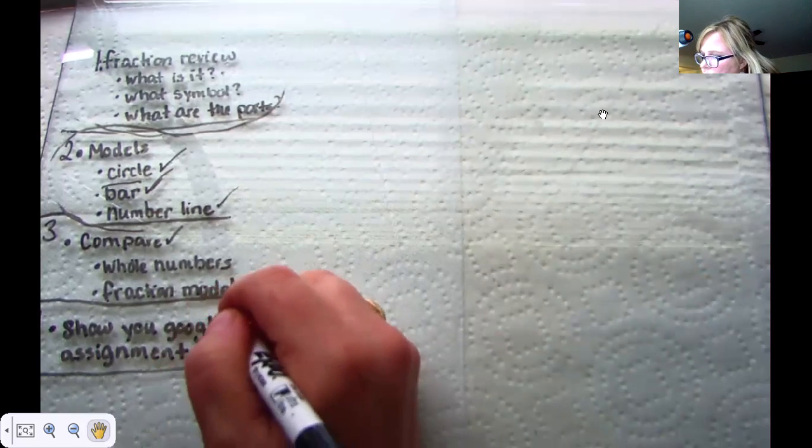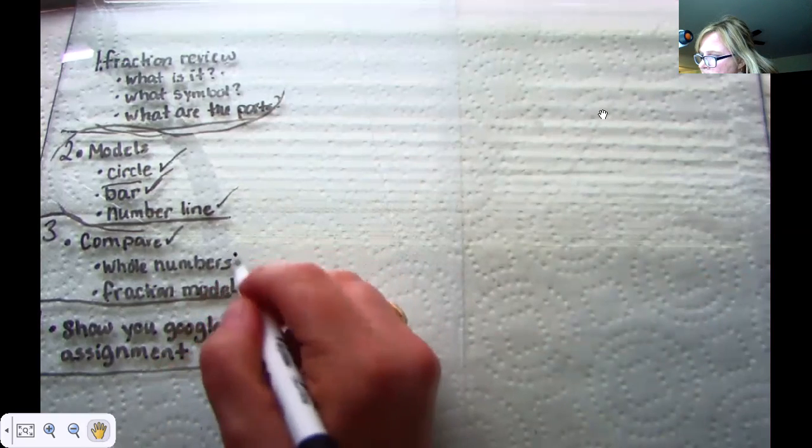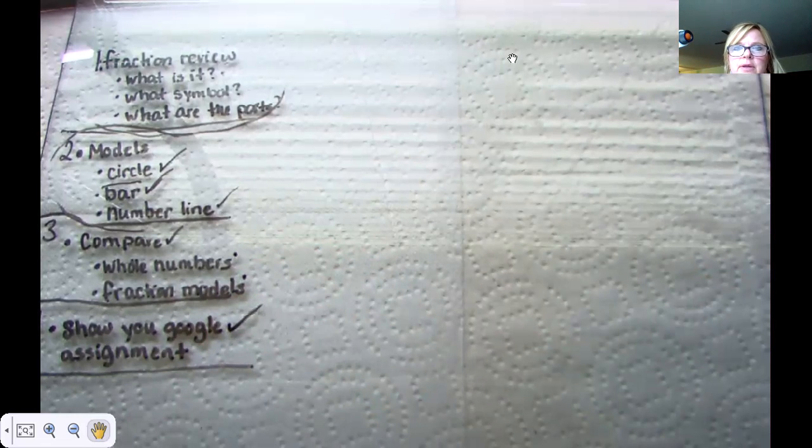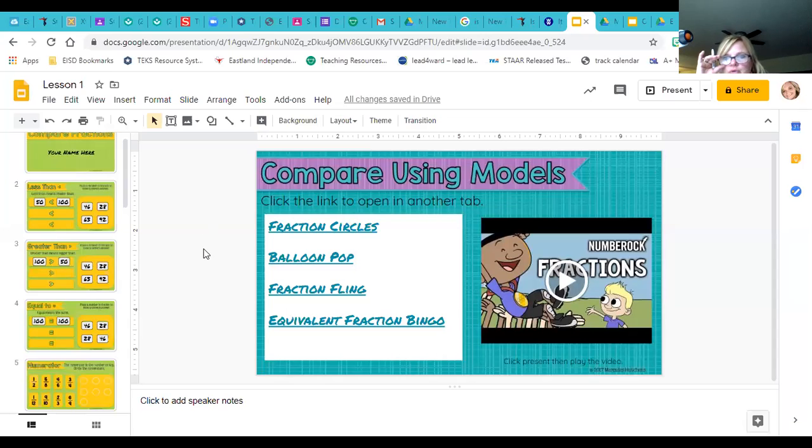So let's move on to the next thing. We've done that part. Now I want to show you your Google assignment. I'm going to stop the share and then reshare. And here it is. It's going to look something like this, and you can interact with it.